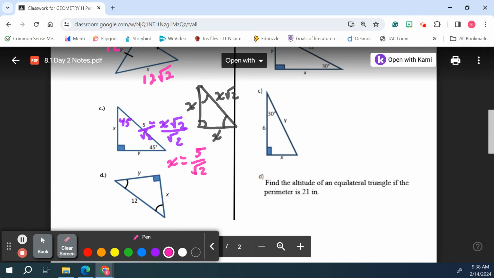Now what do I do? Shane? Rationalize that denominator, which means? Very good. I'm going to multiply this by radical 2 over radical 2. I multiply across, which leaves me with 5 radical 2 on top. What's the bottom going to be? 2. Remember, 2 times 2 is 4, square root of 4 is 2. So this is your x and your y.